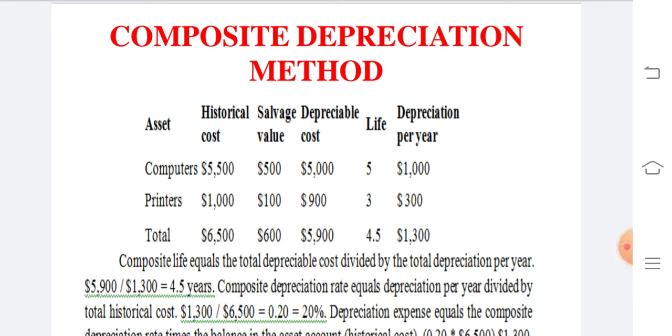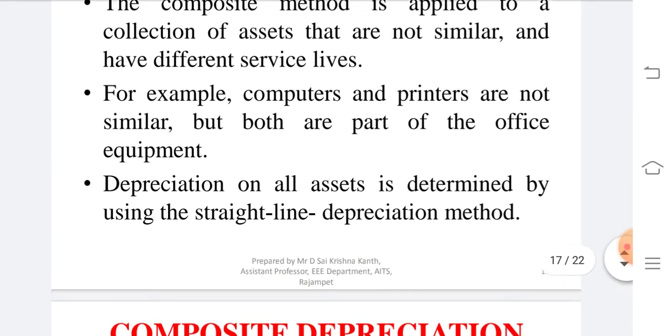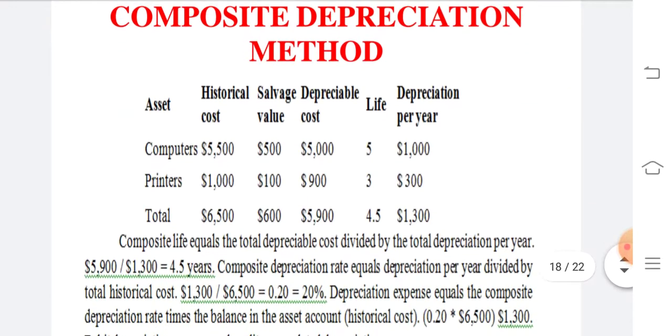So here the cost of a computer is taken as 5500 rupees and the cost of a printer is taken as 1000 rupees. Let us assume that these are the only two assets in an office. So the total historical cost of assets in an office is 5500 plus 1000, which yields 6500 rupees. The scrap value of a computer is taken as 500 with a lifetime period of 5 years, and the scrap value of a printer is taken as 100 rupees for a lifetime period of 3 years.